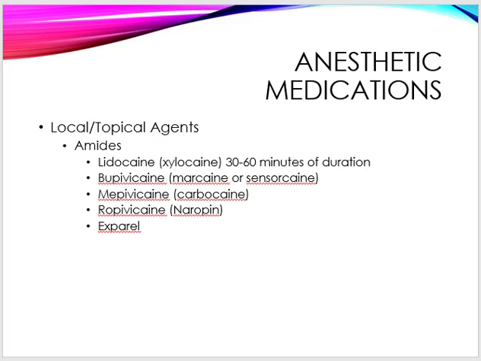Mepivacaine is similar in potency to lidocaine, but with slightly longer duration, and it's used much less often. Exparel provides 72 hours of pain relief. This is a Marcaine or bupivacaine with DepoFoam combo, which is why it is white in appearance. It must be refrigerated and must be used within 45 minutes after leaving refrigeration. So this is our ultra long-acting local medication.